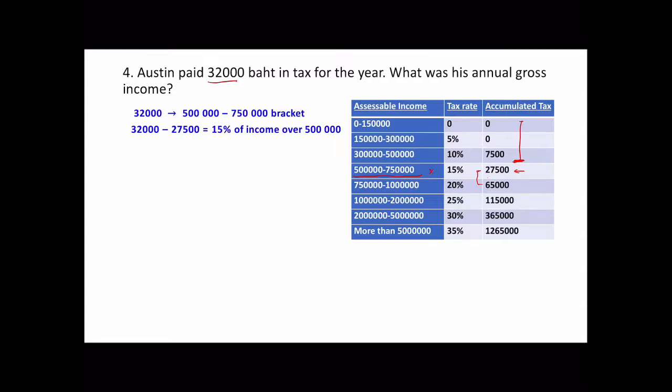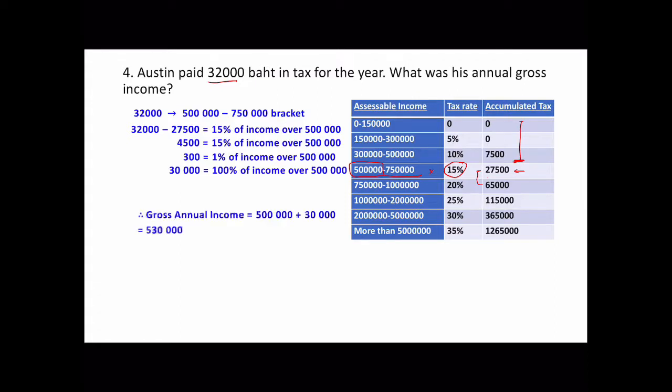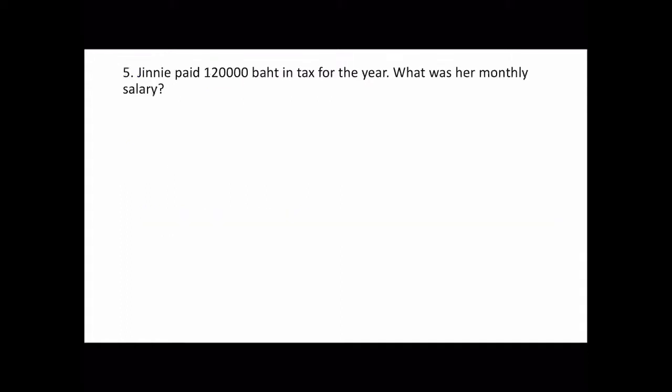So the amount left over, the difference between 32,000 and 27,500, would represent 15% of all of his income over this amount here. Okay, so 4,500 is 15% of his income over 500,000. Divide it by 15, so 300 would be 1% of his income over that amount. Multiply by 100, 30,000 is 100% of his income over 500,000. So that means his total annual gross income was 500,000 plus 30,000, 530,000 baht.